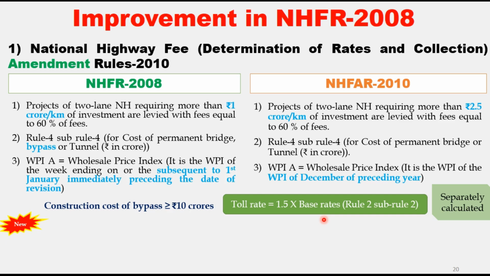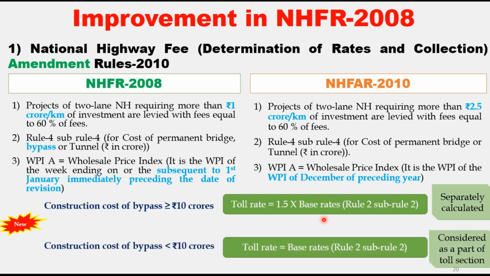When the cost of bypass is equal to or more than 10 crore, then the bypass is considered separately for toll road calculation and not included as a part of national highway. But if the cost of bypass is less than 10 crore, then it is considered as part of national highway and toll rate is calculated as per Rule 2, Sub Rule 2.